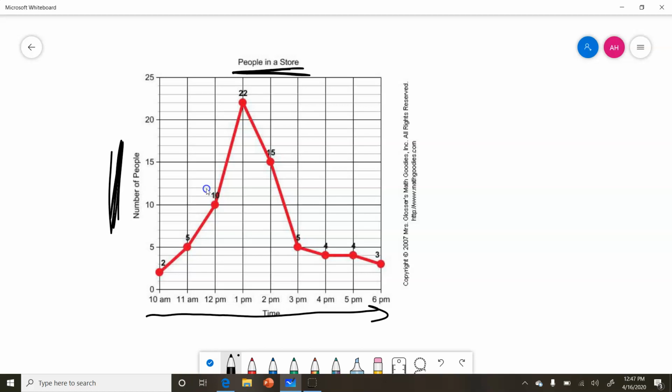So if I ask you how many people are there at 12 p.m., you would just look up and say, oh, right there are 10 people. Okay, so you see that right there? 10 people at 12. Okay, that's super easy to read. What if I said, when does this decrease? Okay, there'd be a lot of different times that this decreases. See right here, from 1 to 2 is a decrease. See how that goes down? And then I say it also decreases from 2 to 3.